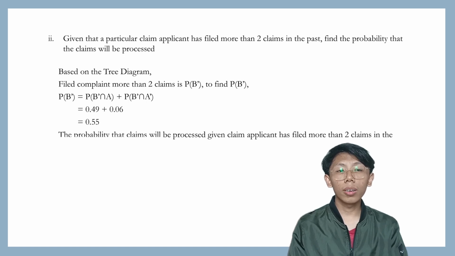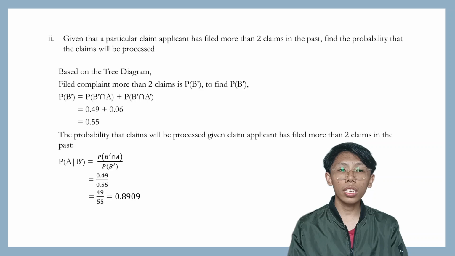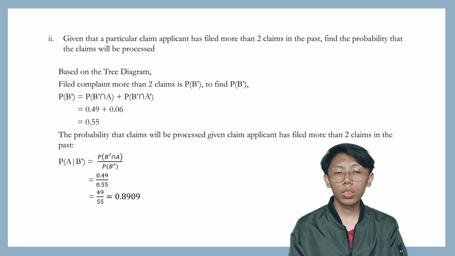Now to find the probability that a particular claims applicant who has filed more than 2 claims will be processed, we need to find the probability of A given B prime. So the formula is P(B' and A) divided by P(B'). So the probability of B' and A is 0.49 divided by 0.55, which is the probability of B prime. So 49 divided by 55, we will get 0.8909.